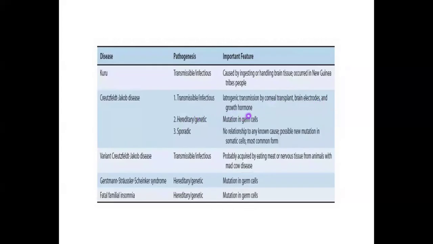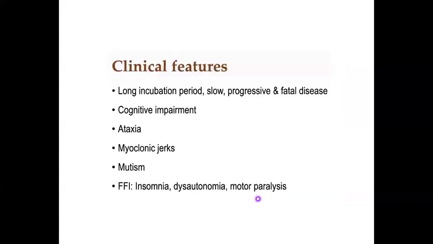Hereditary is a mutation in the germ cells. Sporadic means it just comes out of the blue, possibly a new mutation in the somatic cells, and this is the most common form. Then we have variant CJD, acquired by eating meat or nervous tissue from animals with mad cow disease. Then we have GSS, hereditary, mutation in germ cells, and fatal familial insomnia, mutation in germ cells.